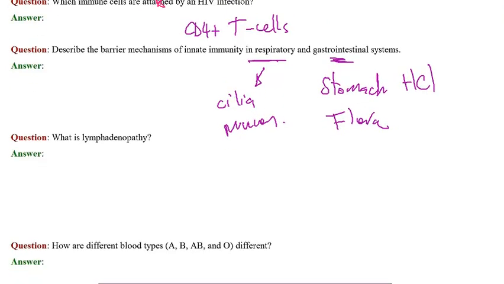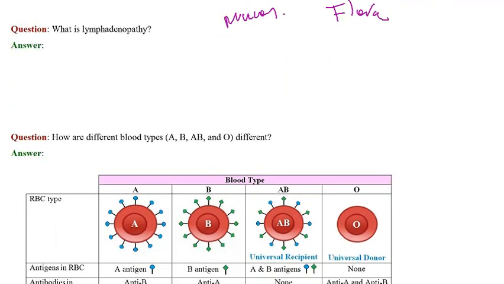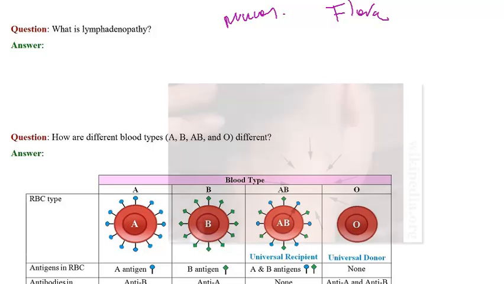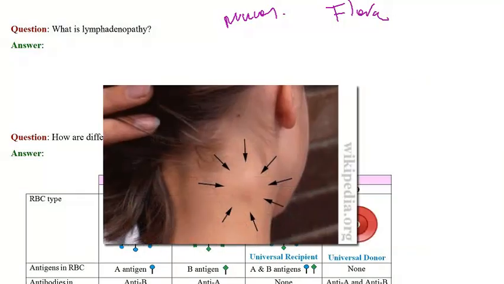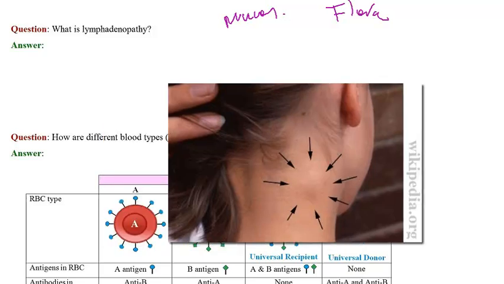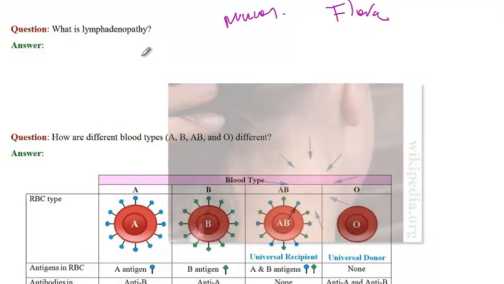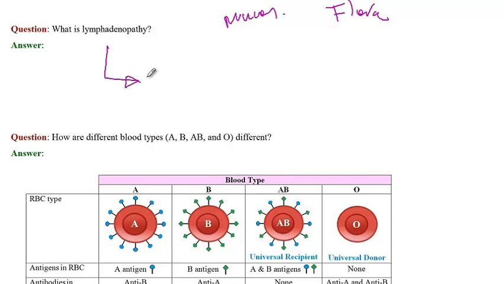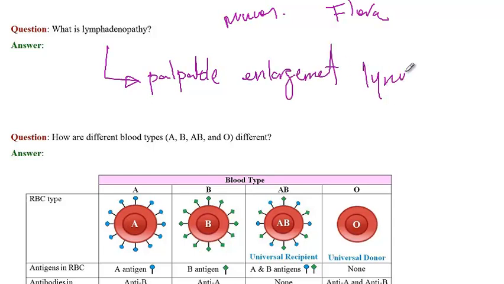What is lymphadenopathy? So basically, once we are having infection, that's the time that our lymph nodes can become enlarged. And you might have noticed that some of the doctors keep checking our lymph nodes behind our ears and under our throat. So this process where there would be enlargement of lymph nodes from an infection is called lymphadenopathy. So this is a palpable enlarged lymph node.